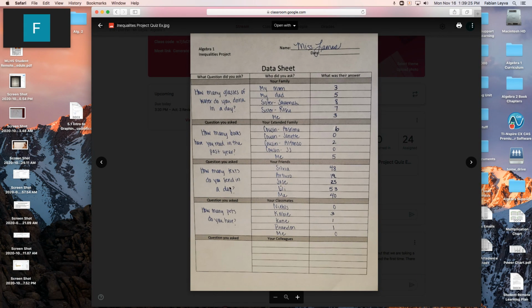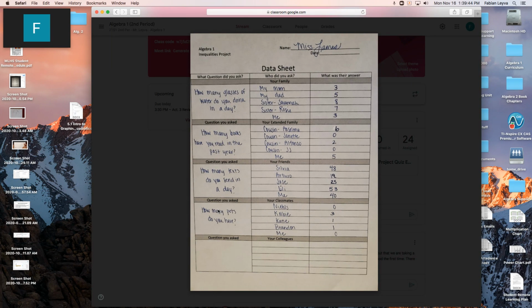But notice that these questions all give numerical responses. For instance, how many glasses of water you drink? Notice that Ms. Lamas' mom said 3, her dad said 5, her sister said 8, and so forth and so forth. So this is the research part. This is what I want you guys to be able to do. The questions could be anything you want. They just can't be these 4.